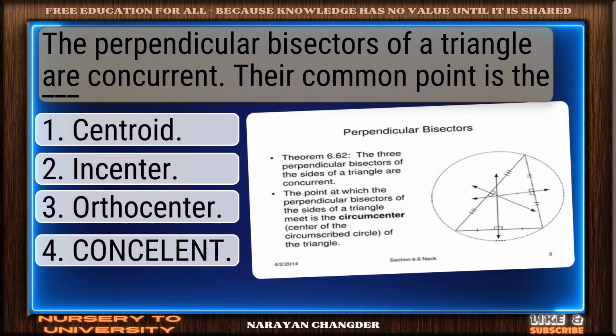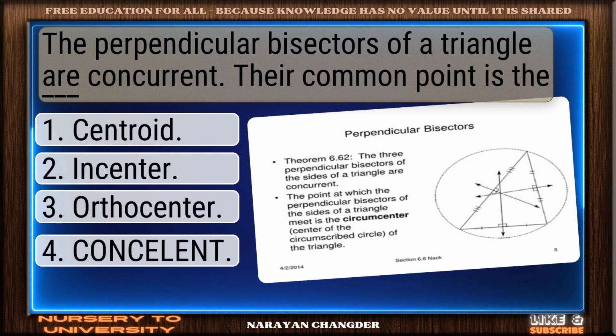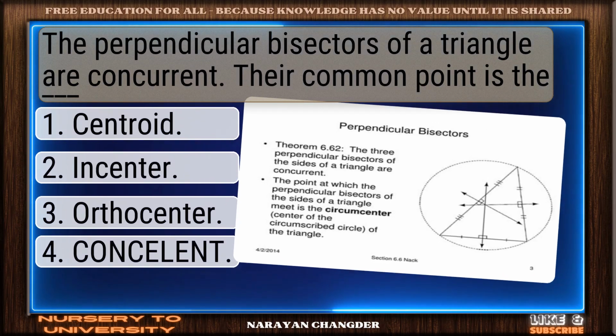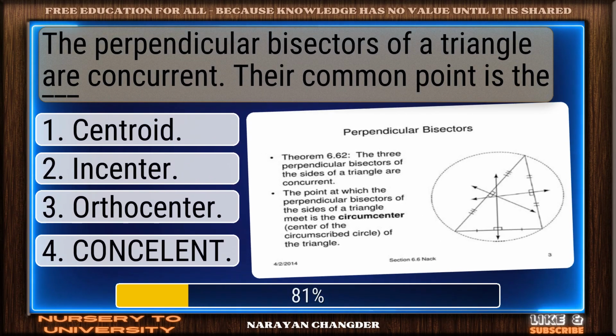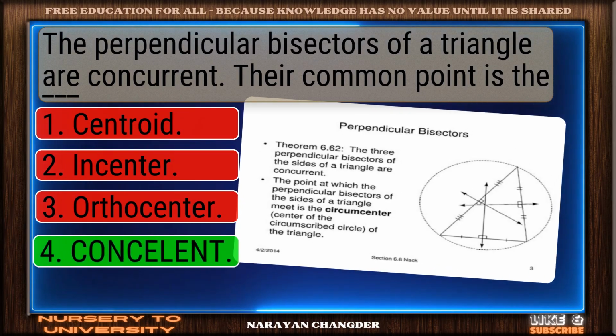Question number 22. The perpendicular bisectors of a triangle are concurrent. Their common point is the dash. You got it. Your choice, circumcenter, is right.